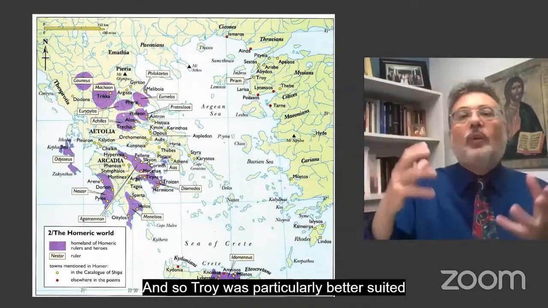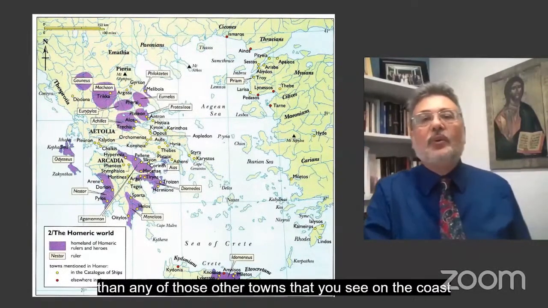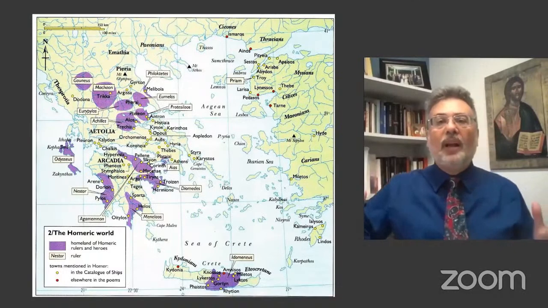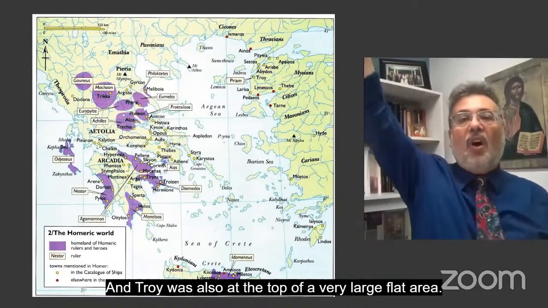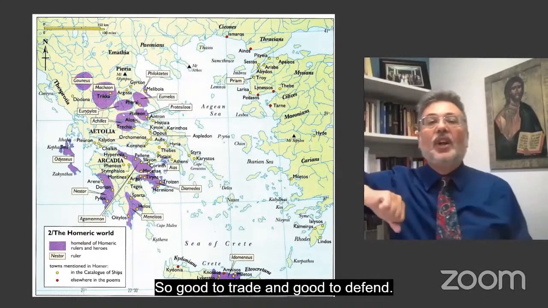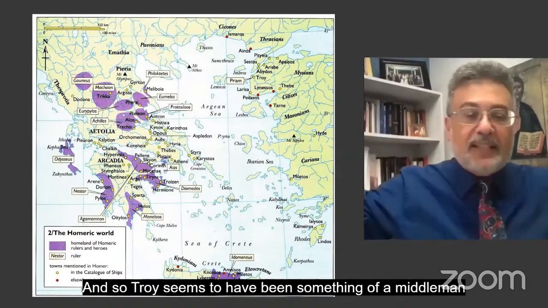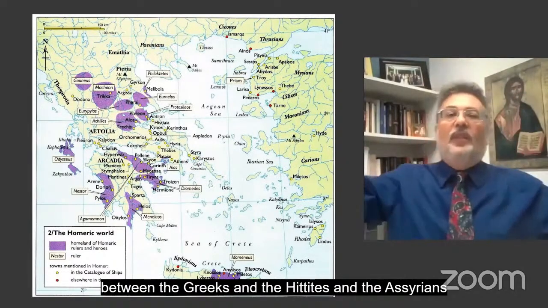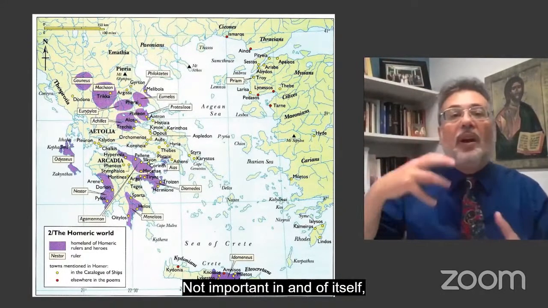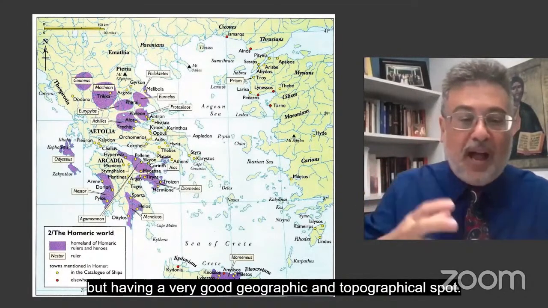And so Troy was particularly better suited than any of those other towns that you see on the coast, because Troy had a very, very big and deep harbor. And Troy was also at the top of a very large flat area. We would call it a plateau with cliffs that fell off. So good to trade and good to defend. And so Troy seems to have been something of a middleman between the Greeks and the Hittites and the Assyrians and the Sumerians. Not important in and of itself, but having a very good geographic and topographical spot.